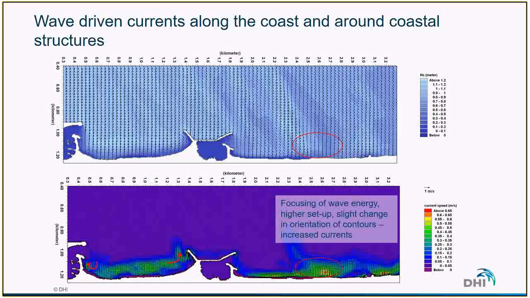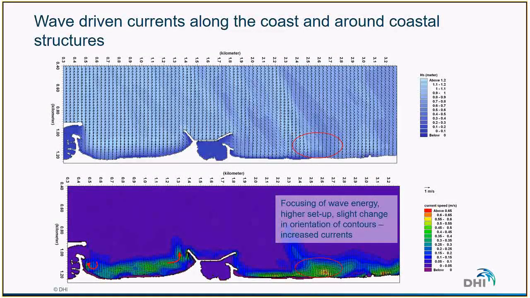So here is an example of a simulated wave field and its associated wave-driven current field. And what we can see here is that the bathymetry is non-uniform, and this has an influence on the wave patterns. For instance, here in the red circle, there is focusing of the wave energy due to a shallow area, and this has an effect on the wave-driven currents, where we can see that there is an increased current.